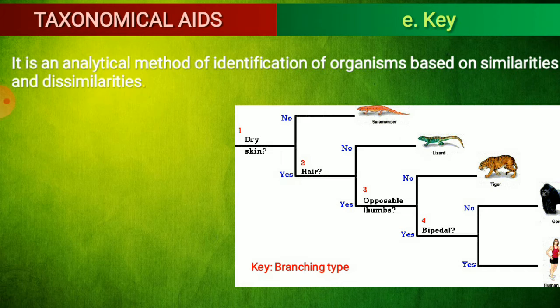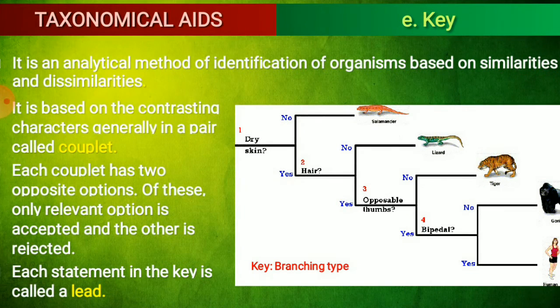The next taxonomical aid is the key. It is an analytic method of identification of organisms based on similarities and dissimilarities. The keys are based on contrasting characters, generally in a pair called couplets. It represents the choice made between two opposite options. This results in acceptance of only one and rejection of the other. Each statement in the key is called a lead.